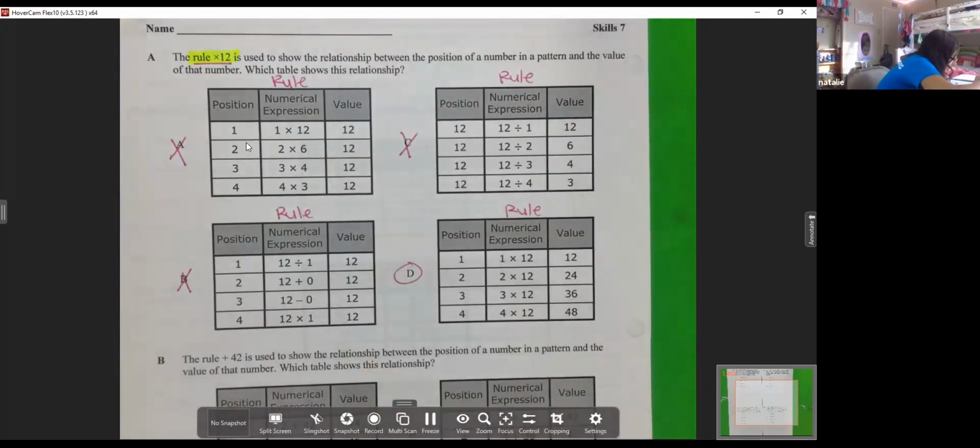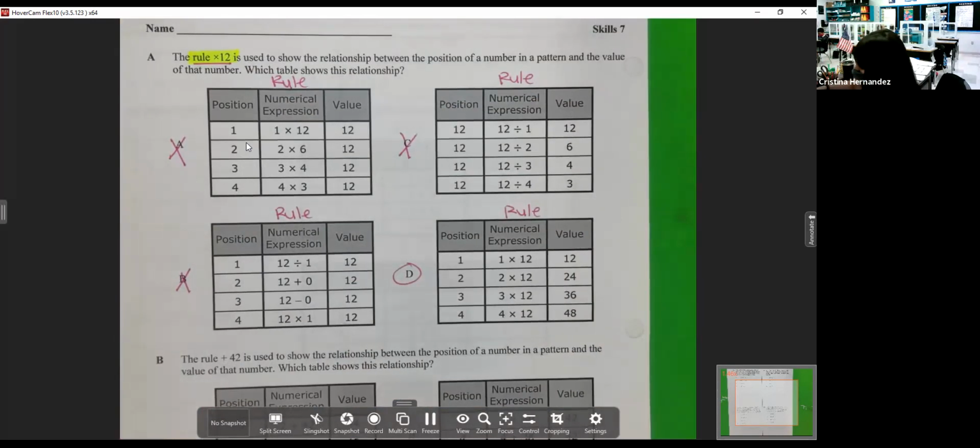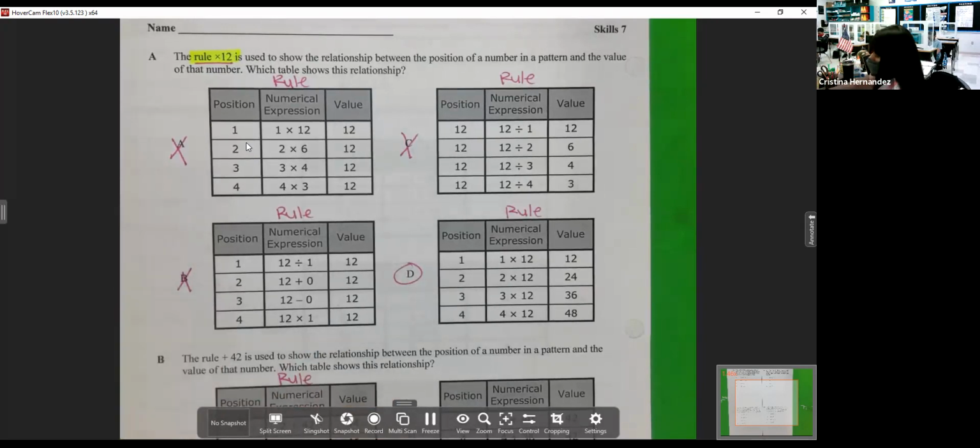Okay, so the next one is very similar. Okay, so the rule is plus 42. I'm gonna write rule here. Remember, we're looking at the middle when it gives us the rule. That has all 42.